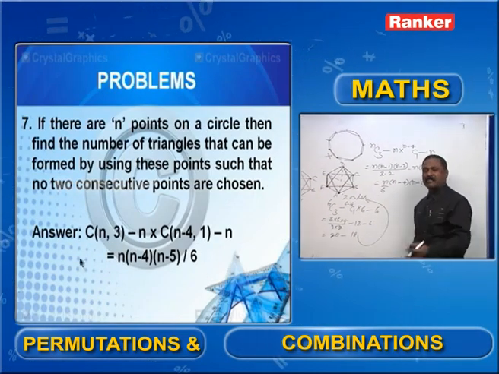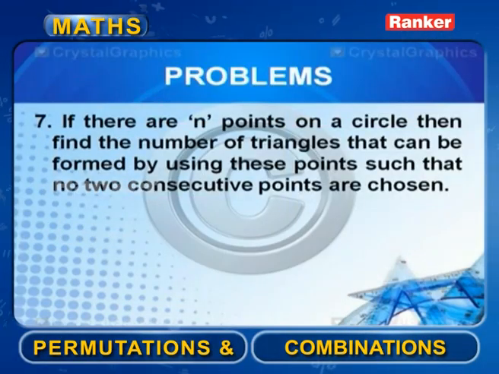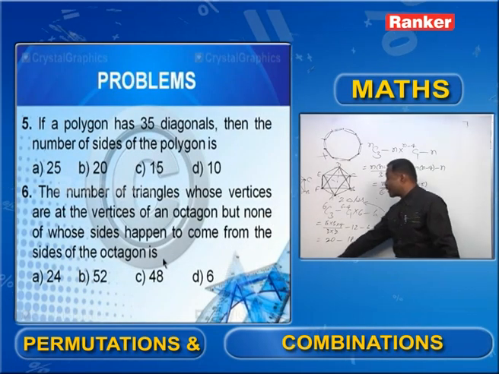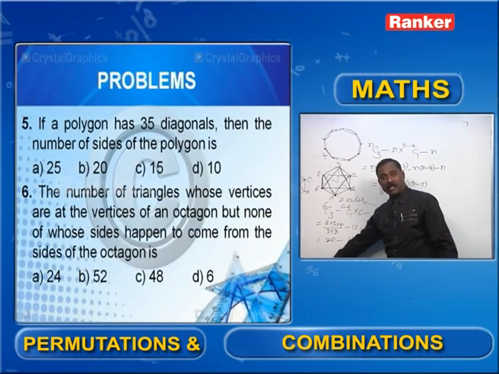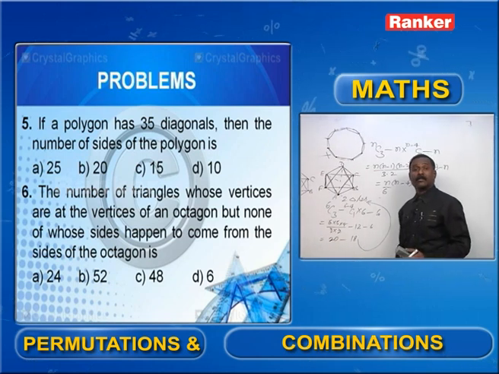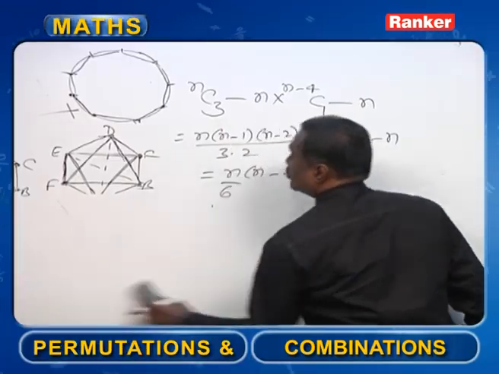So if you go to the previous question now, sixth question: the number of triangles whose vertices are at the vertices of the octagon, but none of whose sides happen to come from the sides of the octagon. What is n in this case now? What is n? Please apply and tell me the answer now, because you are asking the doubts. Let me see how many of you answer this question based on this formula, please. Here, it is an octagon.